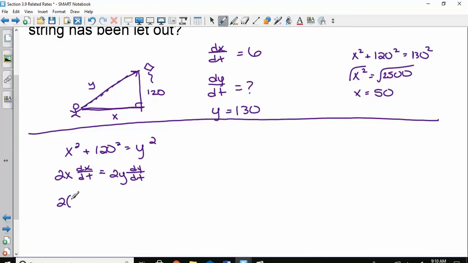So if we plug in, x is 50, dx dt is 6, equals 2 times y is 130, dy dt.